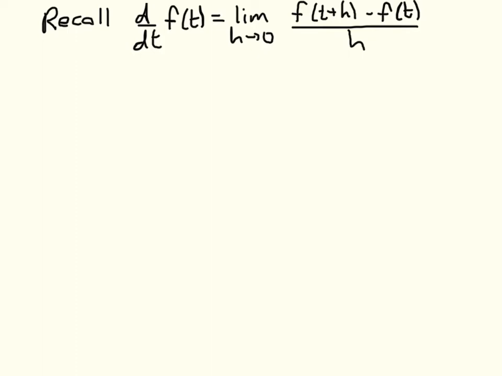So to differentiate a vector, let's just recall the definition of the derivative. If we're differentiating a function f of t, it's a limiting procedure. We take the function at t plus h, we subtract the function at t, and this difference is divided by h, and we take the limit as h goes to 0.